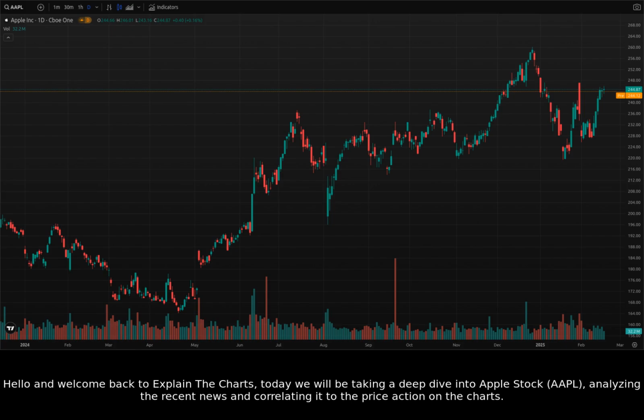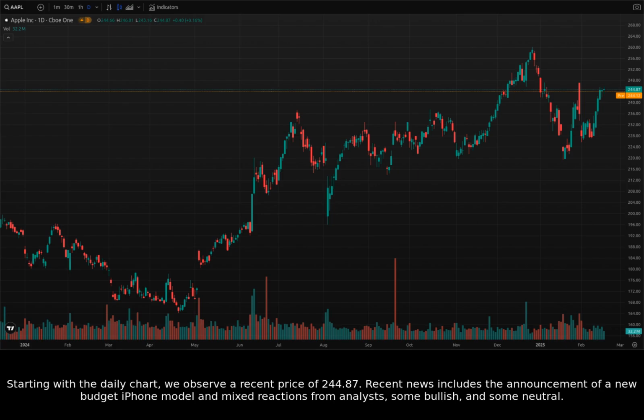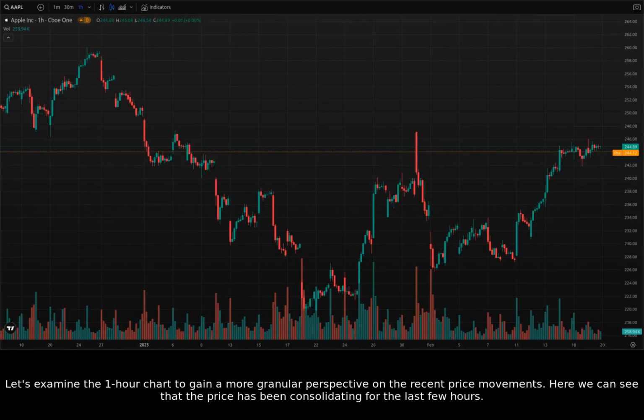Today we will be taking a deep dive into Apple stock, AAPL, analyzing the recent news and correlating it to the price action on the charts. Starting with the daily chart, we observe a recent price of 244.87. Recent news includes the announcement of a new budget iPhone model and mixed reactions from analysts, some bullish and some neutral. Let's examine the 1-hour chart to gain a more granular perspective on the recent price movements.